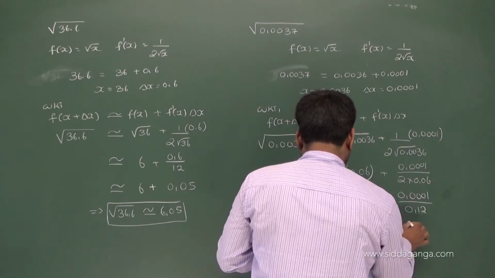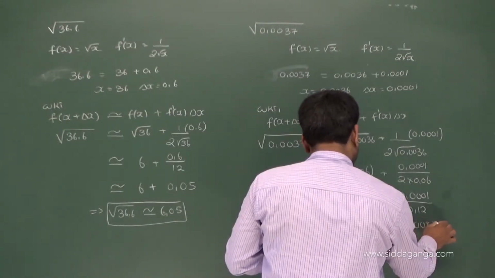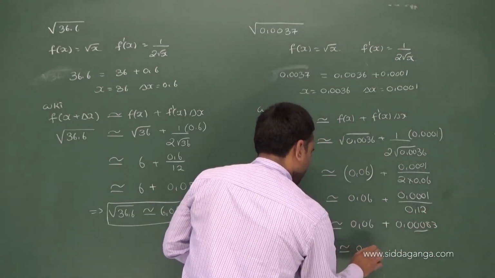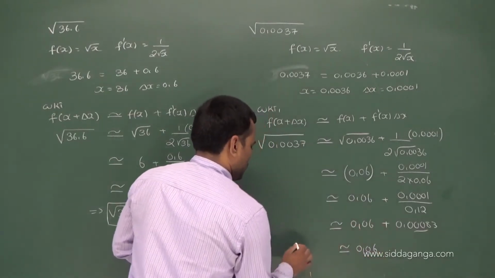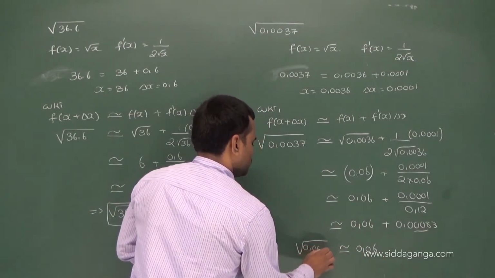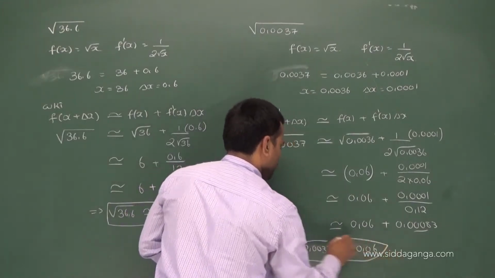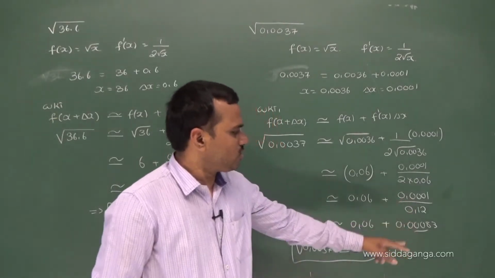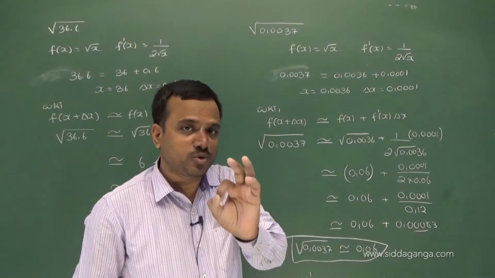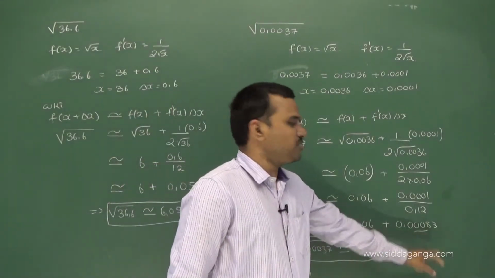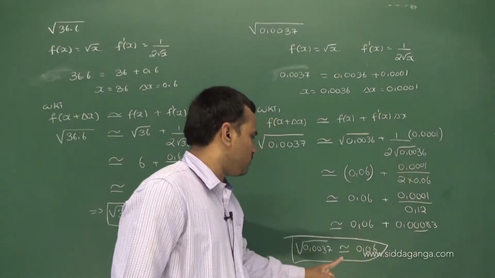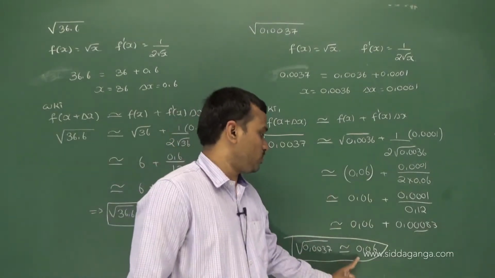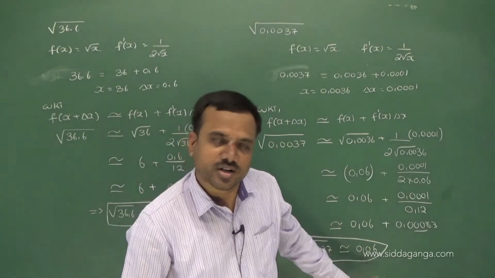So we get 0.00083, like this. Up to 3 decimal points, we neglect this one. Because here we got 0.00083, and we use up to 3 decimal points, the 3 decimal places are 0. That's why we neglect this value. Square root of 0.0037 is approximately equal to 0.06. Understand? One more problem.